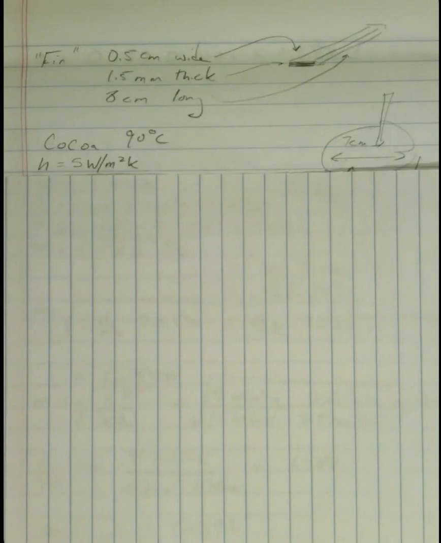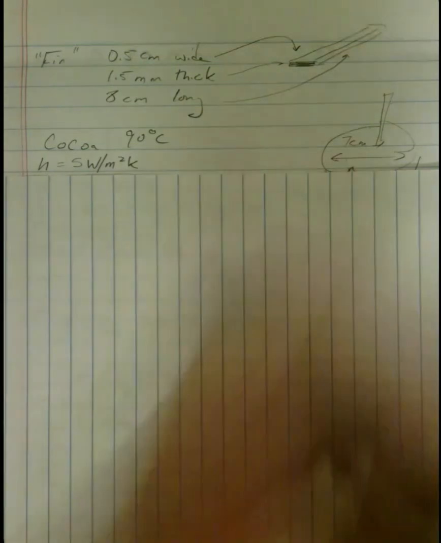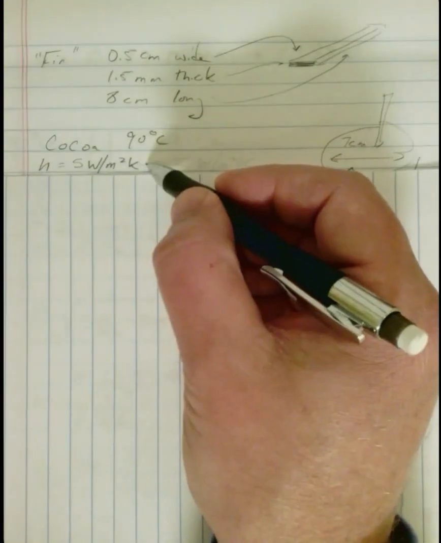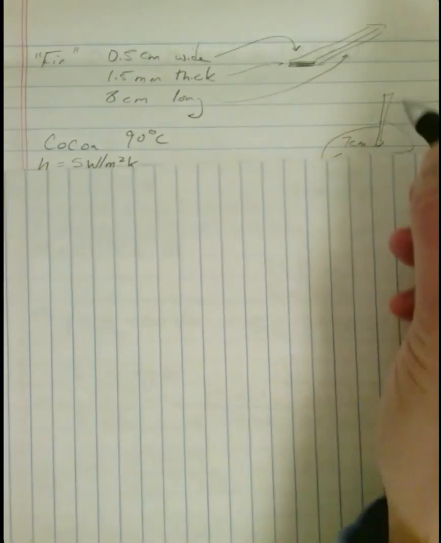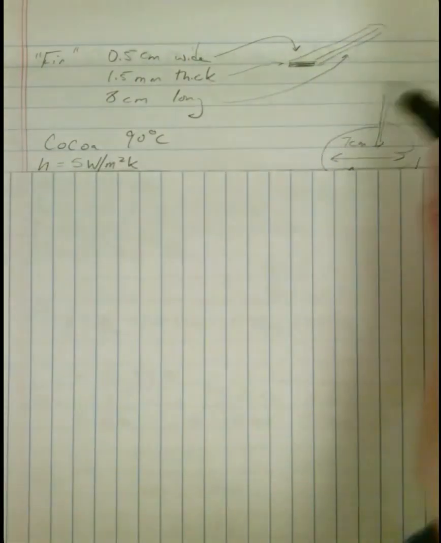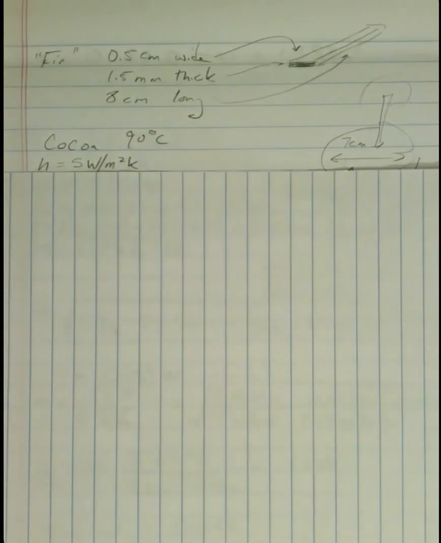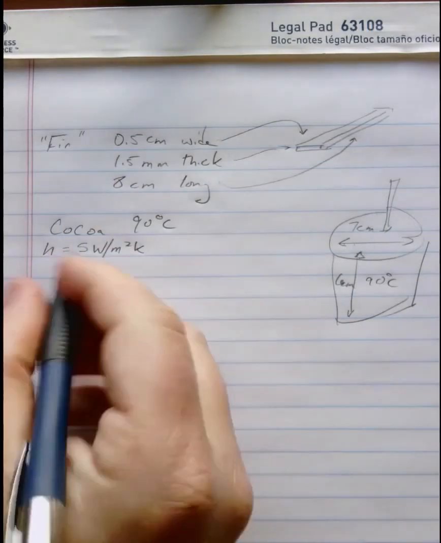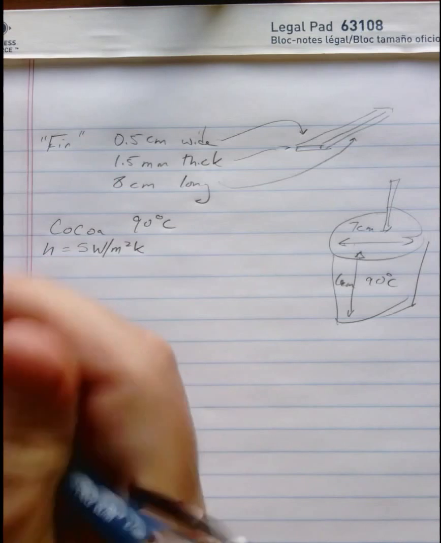We choose 5 watts per meter squared Kelvin here. This is a typical natural convection in air number. So that's the convection that's happening off the fin out here. We could come back and revisit this in a couple weeks and see if we still like that number or not.